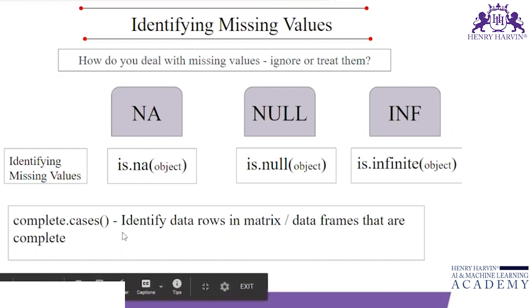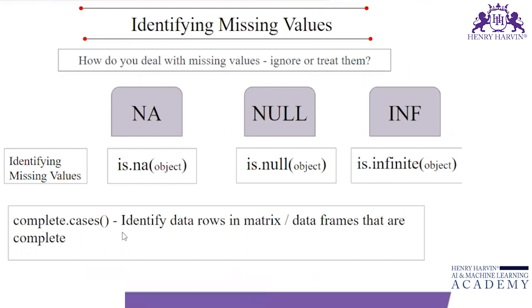The next one is complete.cases. This function helps you to identify all the rows in the data set, in a matrix or data frame, that are complete, where there are no missing values.